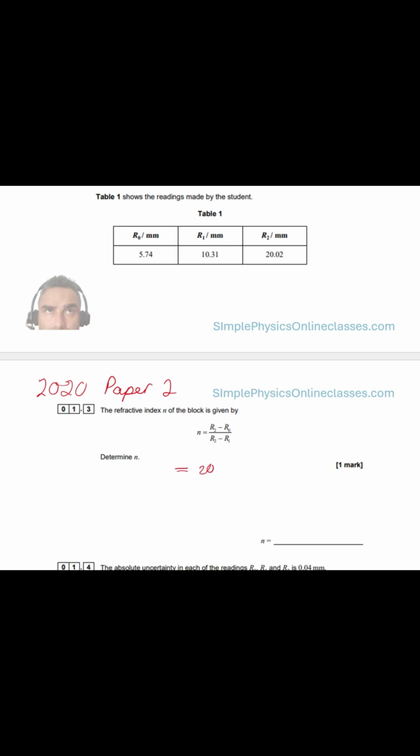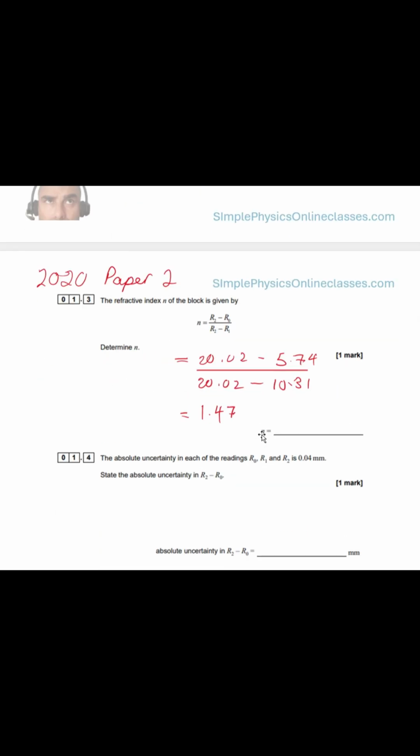So 20.02 minus 5.74 over R2, which is 20.02 minus 10.31. So when you put all that in, I get 1.471 or 1.47. So let's move on to the next bit.